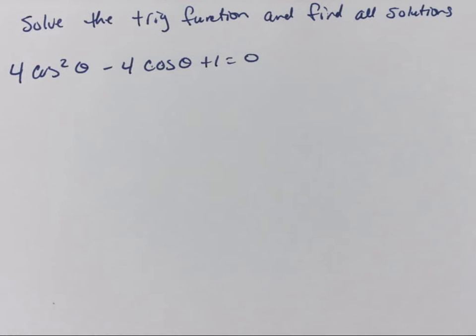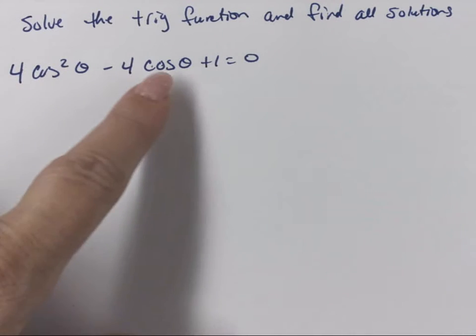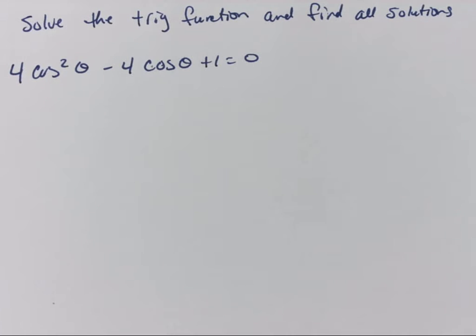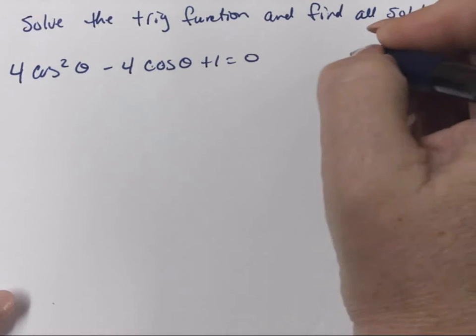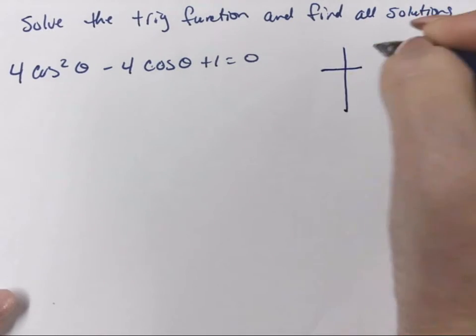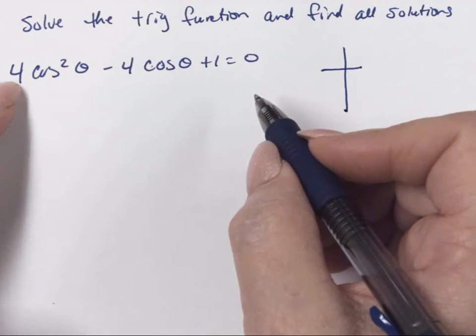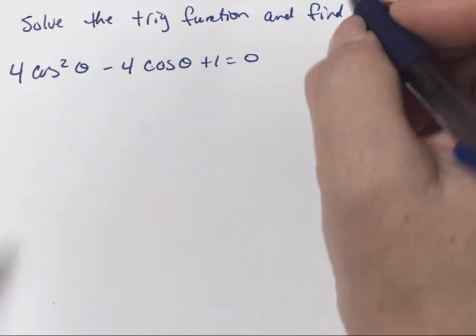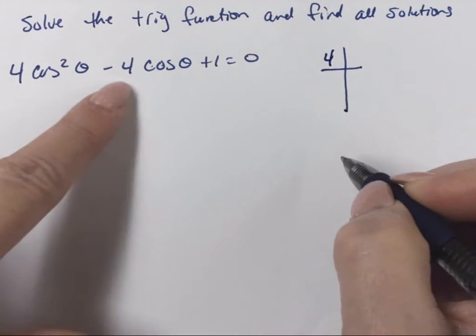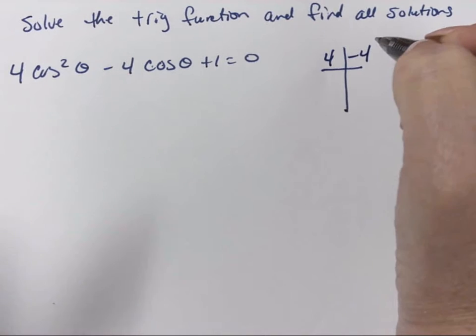And in this case, because this is kind of like 4x squared minus 4x plus 1, we need to factor this. So I'm going to use the AC method, where we take a times c. Remember, it's a, b, and c. So a times c is 4 times 1 is 4. Trying to get to b, which is negative 4.